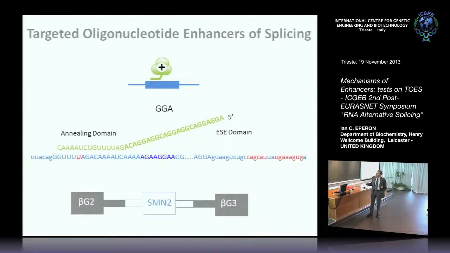Here's an oligonucleotide that is composed of two domains. It anneals along here to the exon, and then there's a tail to which we hope SR proteins will bind. And here it is blown up a bit. We call the oligo GGA because the tail sequence here consists of a whole load of GGA repeats. There are 6 GGA motifs in there. This is the bit that anneals to the RNA.